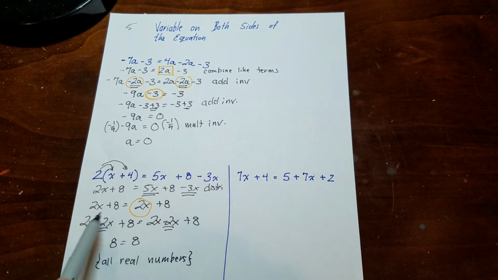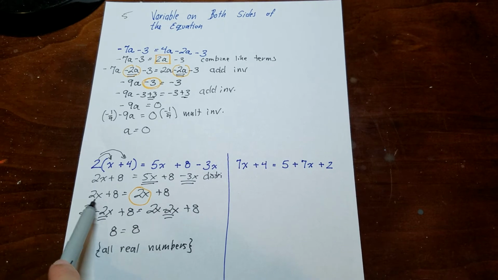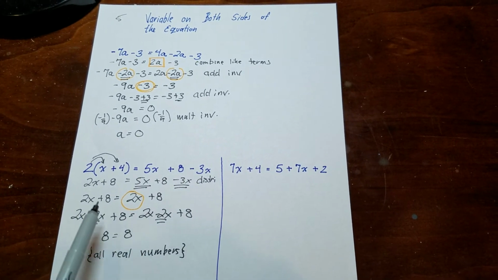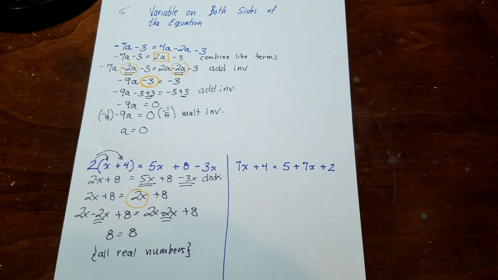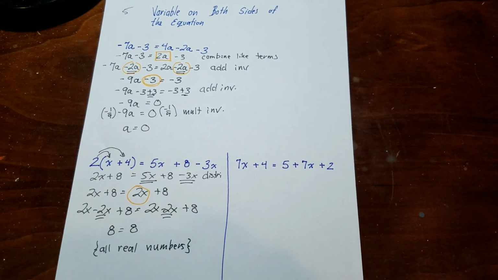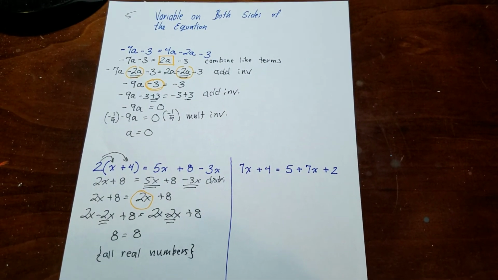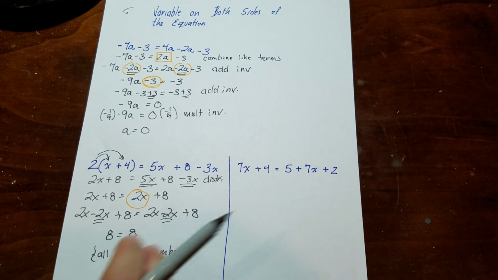Okay? You actually could see that would be the case here because you see I have 2x plus 8 is equal to 2x plus 8. I have the same expression on both sides of the equal sign. So that would also indicate that it's all real numbers. A lot of times kids can tell that right here, so they don't keep going.